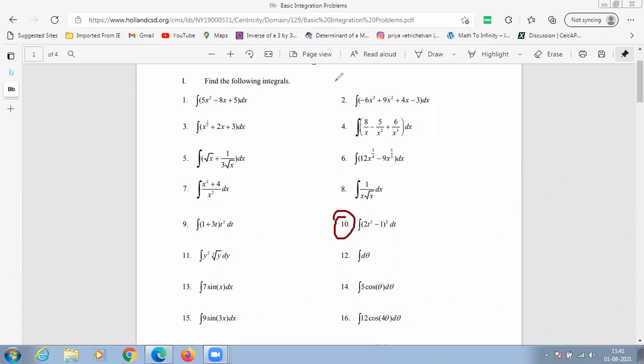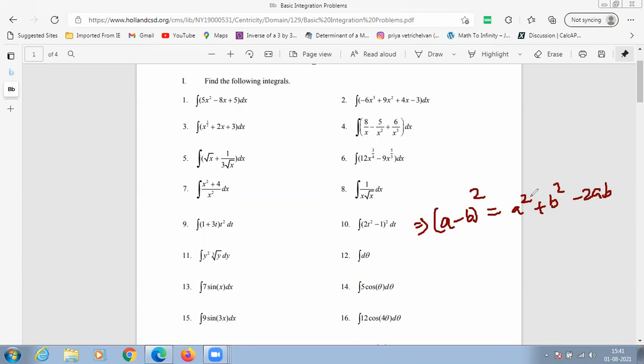We'll move on to question number 10. These are all basic integrals. We will be using very simple strategies, very simple basic simplification to solve the integral problems. So it's 2t square minus 1 the whole square. If you look at this, the question is in the form of a minus b the whole square. Let me expand this in the form of a square plus b square minus 2ab. That would be more simple. Otherwise, you will be using the chain rule, right?